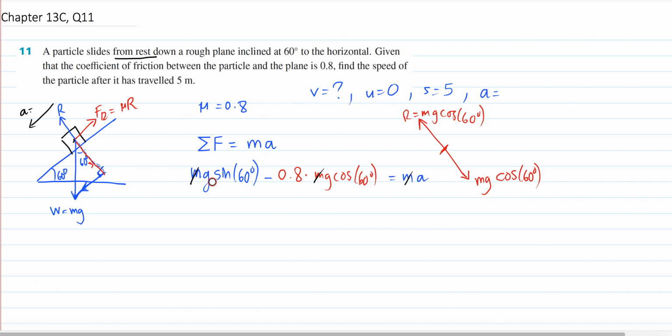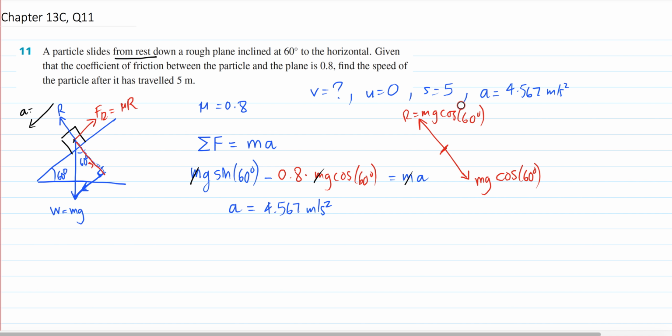So guys, you put into your calculator, g is 9.8, sine 60 degrees, that would be root 3 on 2, and so on. Put it into your calculator guys, and your acceleration in this case should be 4.567 meters per second squared. So this is what your acceleration is, 4.567 meters per second squared.